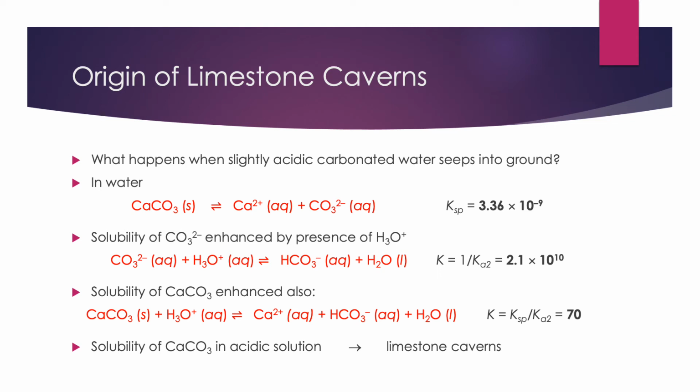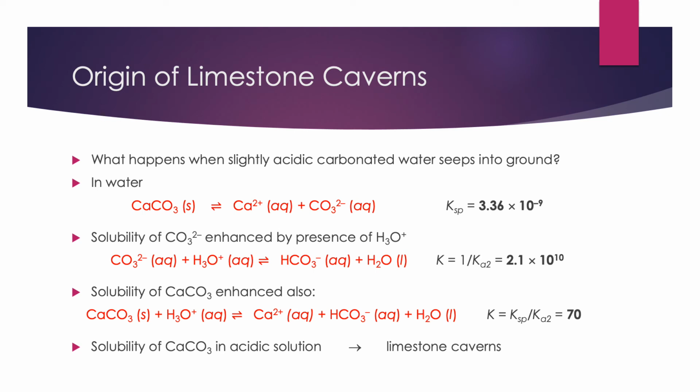What happens? Well, it may encounter limestone, which is calcium carbonate, and that calcium carbonate is not very soluble in water. You look at the first reaction there, calcium carbonate doesn't form much calcium ion and carbonate ion because it's got a Ksp of 3.36 times 10 to the minus 9. But this is one of those basic salts that's going to benefit a lot by being exposed to the presence of hydronium ions in solution. So if we take carbonate ion and add it to hydronium ion, what we'll get is a bicarbonate ion in water. That has an equilibrium constant of 2.1 times 10 to the 10th.